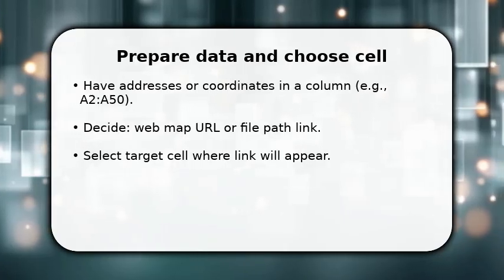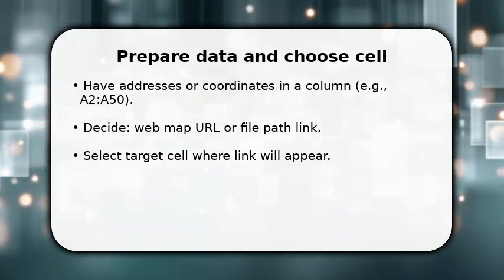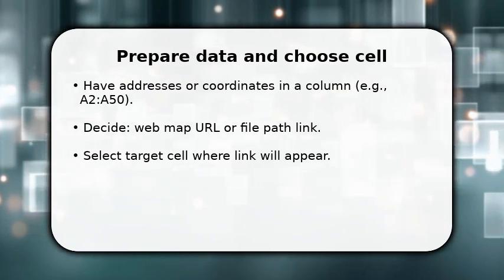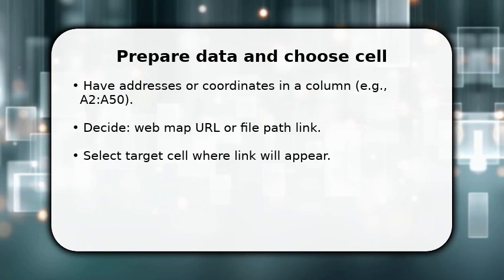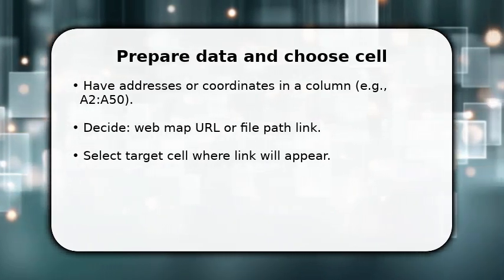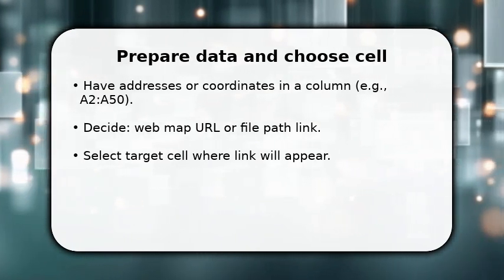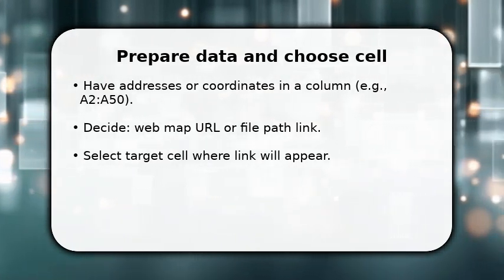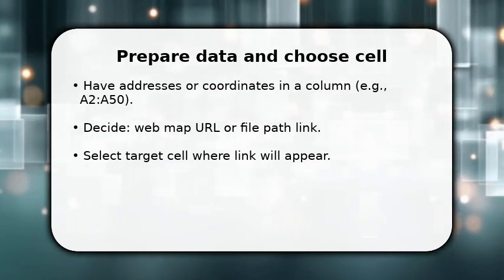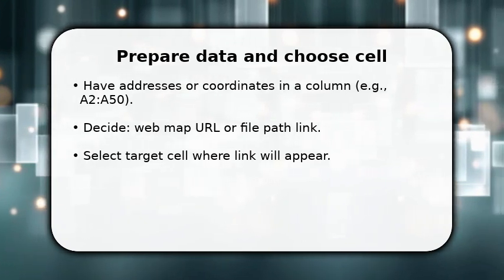You start by confirming your data is tidy, addresses or latitude/longitude in one column. Once done, choose whether you want a web map URL or a file path link because the URL format differs. Next, click the cell where you want the clickable location link to live. You'll use formulas there. Make sure the chosen cell matches the corresponding row of your address. This early choice simplifies later steps and avoids broken links when you apply the formula across rows.